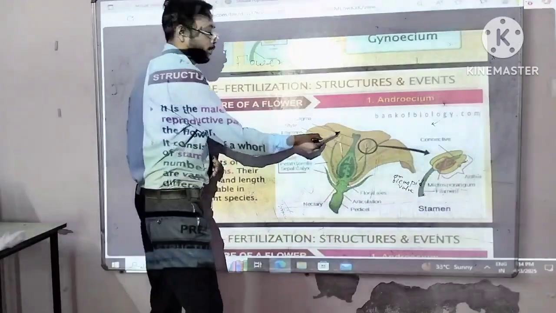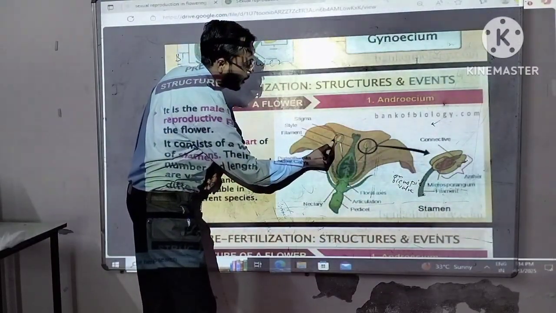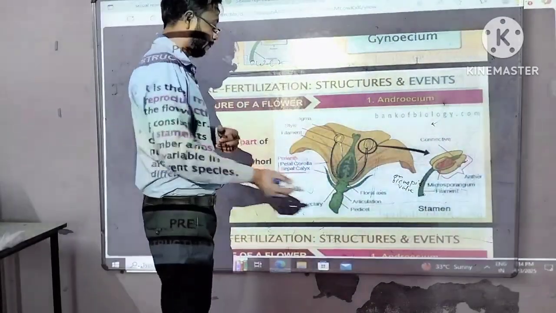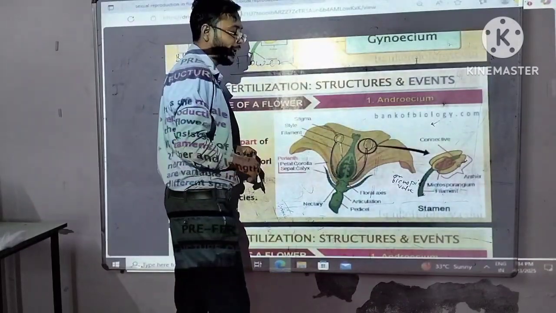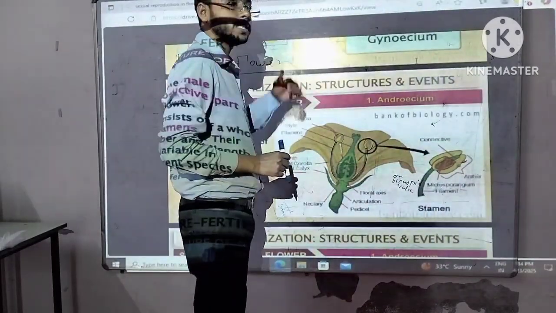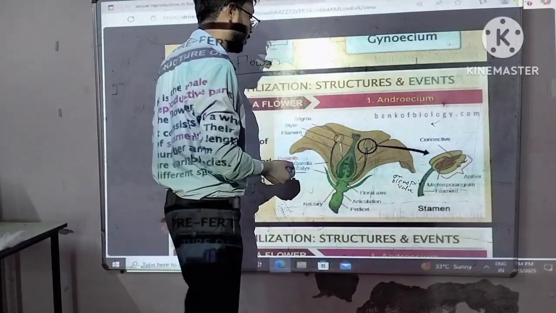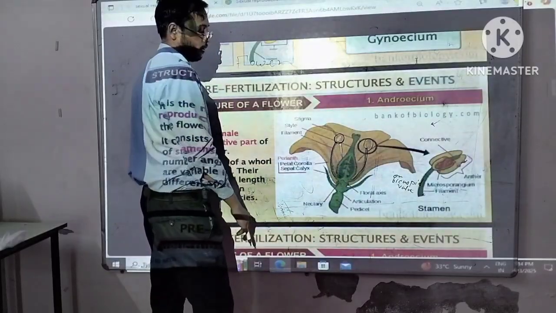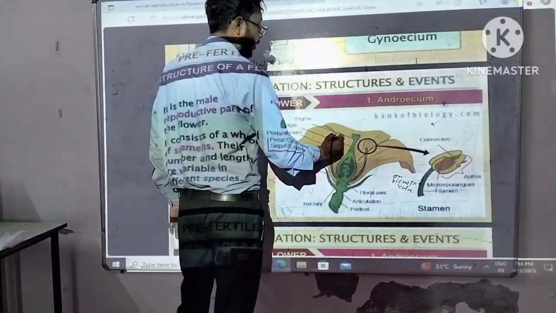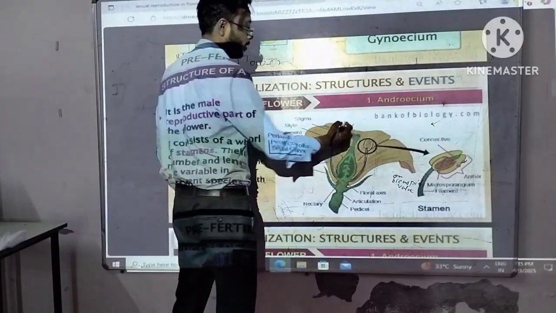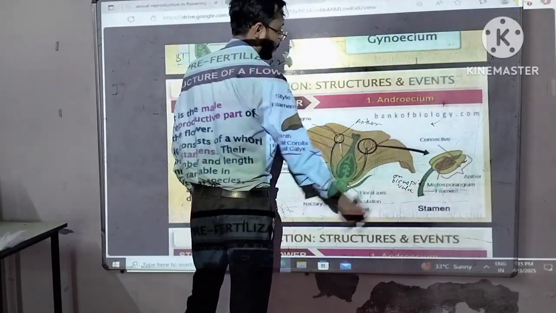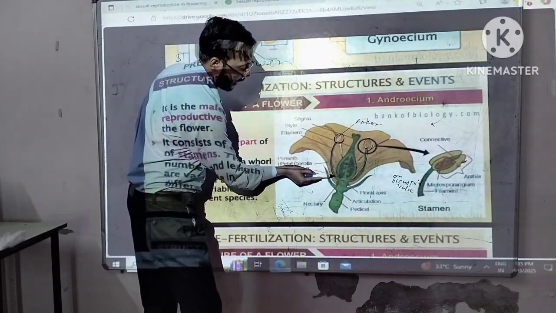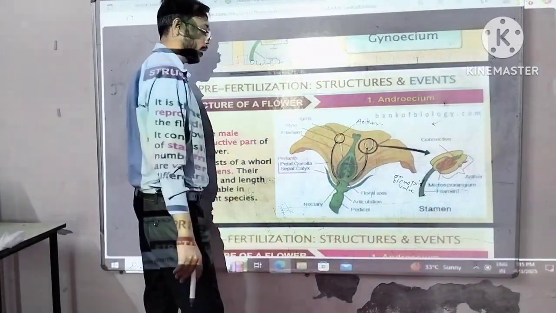Next, we will talk about the stamen. Here you can see that this is a stamen. Stamen is the main reproductive part of the flower. The upper part that contains pollen grains is known as the anther. And the lower part, which is a slender stalk-like structure attached to the thalamus, is known as the filament.